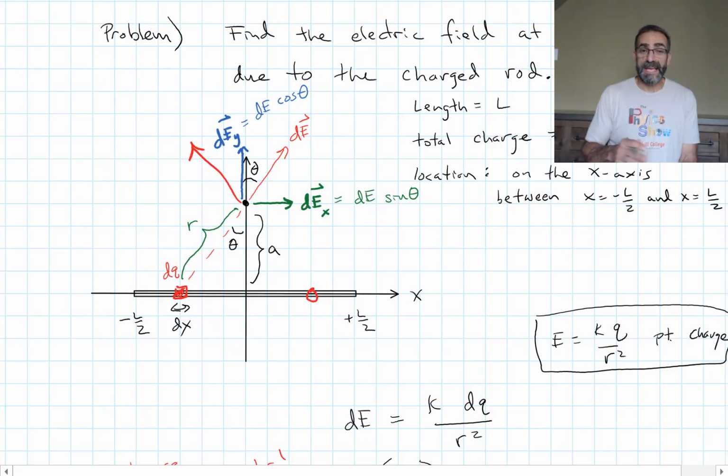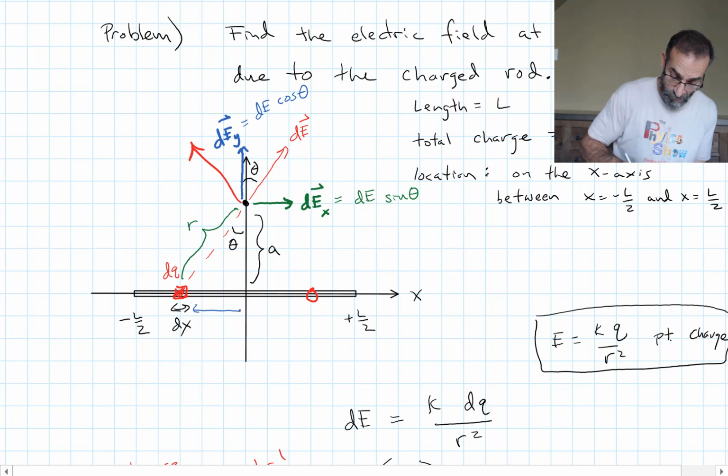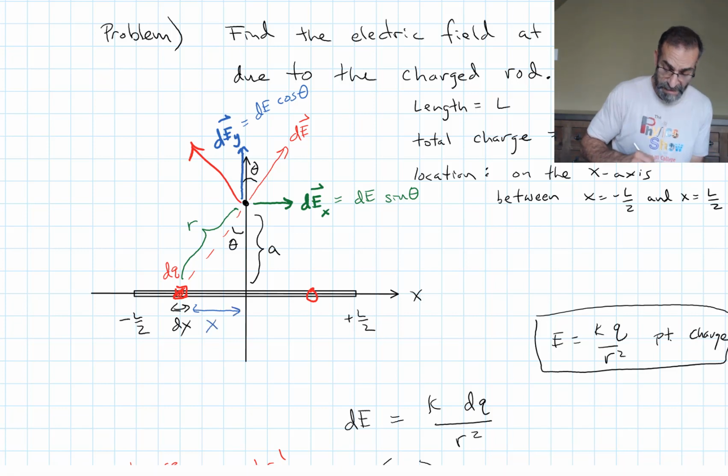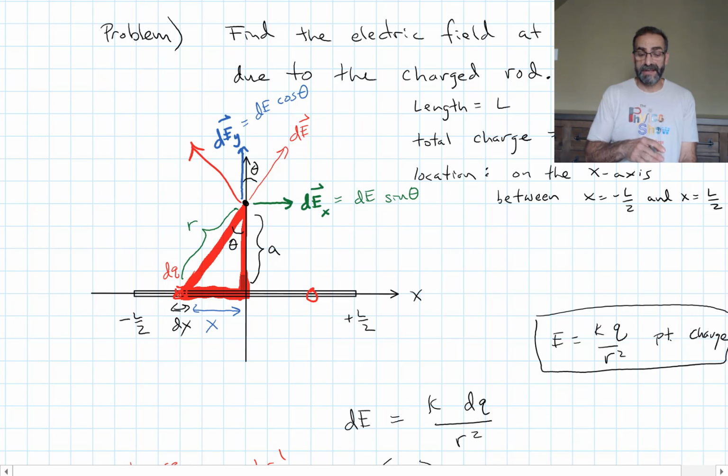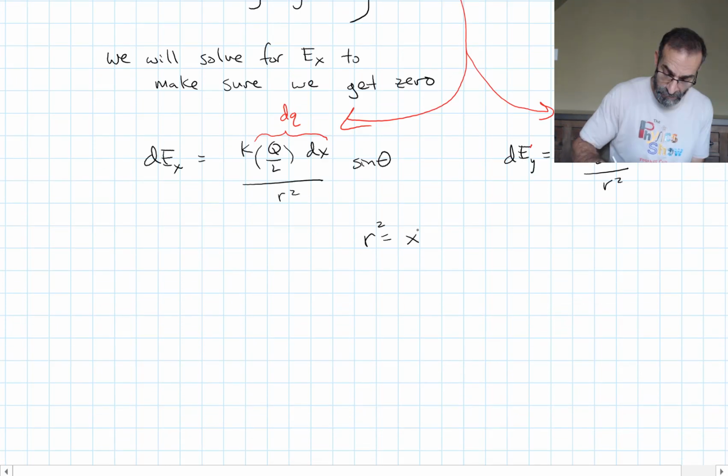Our dq is located at some position on the x-axis, right? It's located at some x value. So this is x. And r is the hypotenuse of this right triangle. If we care about this right triangle here, r is the hypotenuse of that right triangle, a is one of the sides, and x is the other side. We can get r in terms of x and another constant, this lowercase a.